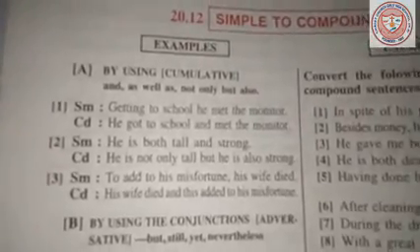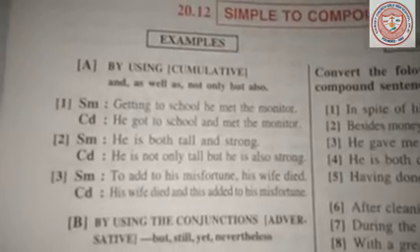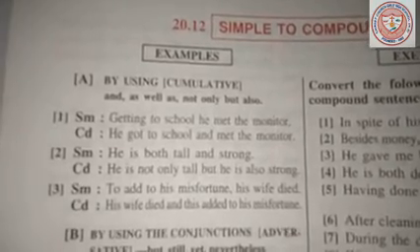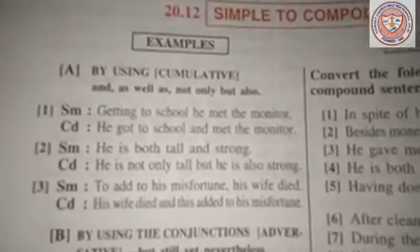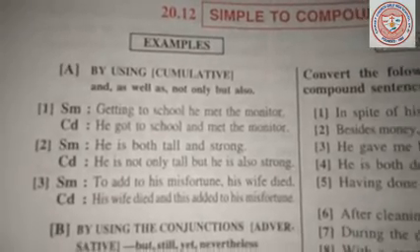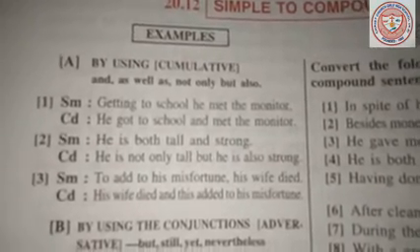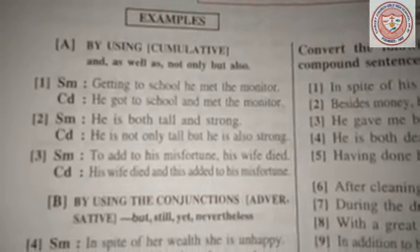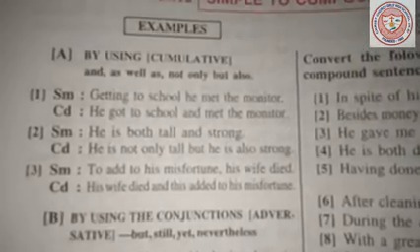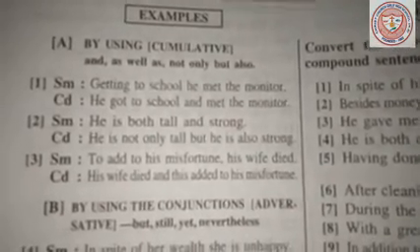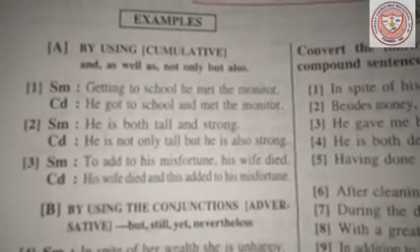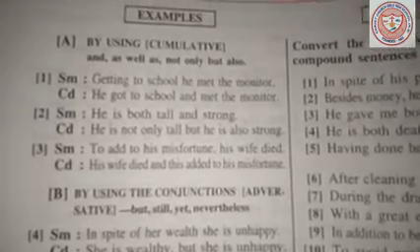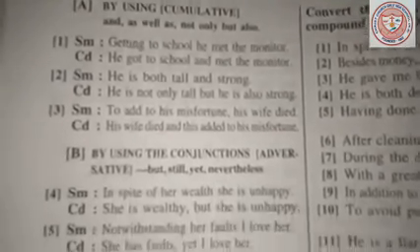So let us find out each one. Example number 1, by the use of cumulative conjunctions. For example, and, as well as, not only but also, all these are cumulative conjunctions, as you all know. Number 1, simple: Getting to school, he met the monitor. Compound will be: he got to school and met the monitor. So "and" is a cumulative conjunction here, and we got the compound sentence. Number 3, simple: To add to his misfortune, his wife died. Compound: his wife died and this added to his misfortune. We got the cumulative compound sentence by the use of the cumulative conjunction "and".